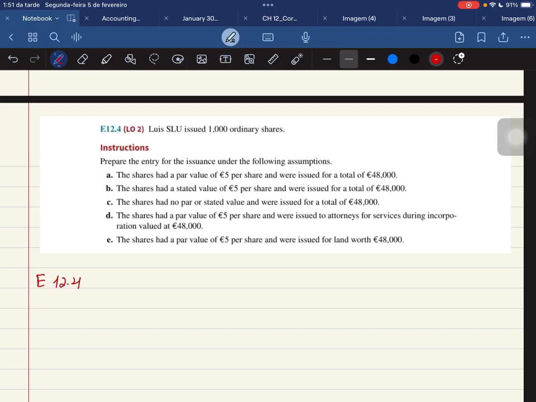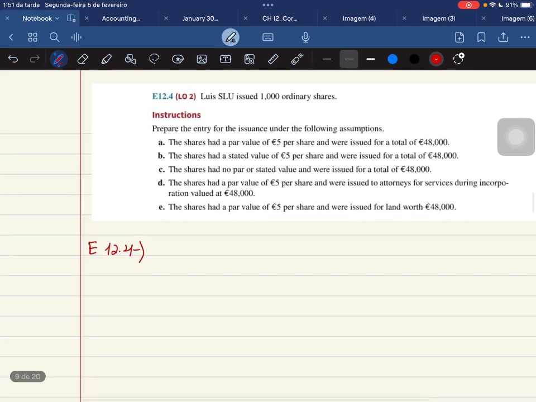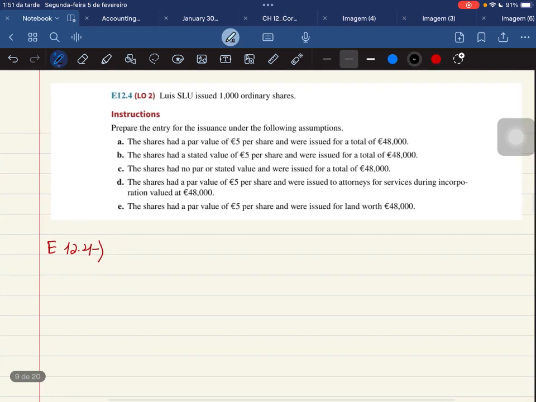E12.4. Lois SLU issued 1,000 ordinary shares. Instructions: prepare the entry for the issuance under the following assumptions.